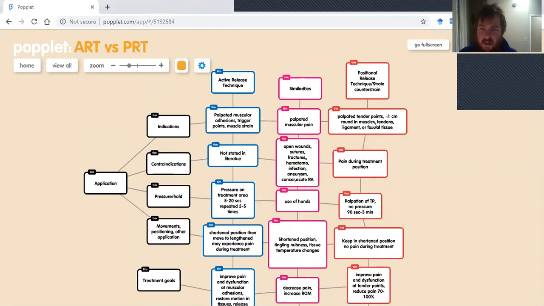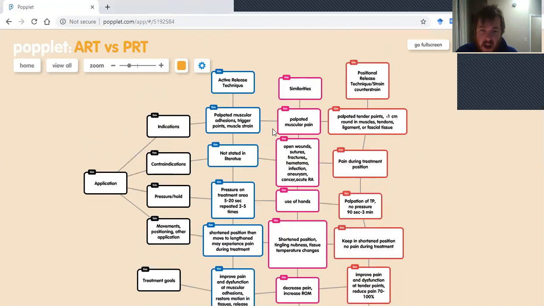The theory is you're palpating for tender points, which is different from other conditions. Even though some literature and articles treated positional release technique for things like trigger points, that's not what the theory is behind. Tender points are a less than 1 centimeter round tender area, which can be found in muscles, tendons, ligaments, or even fascial tissue. So that's kind of the big indication difference.